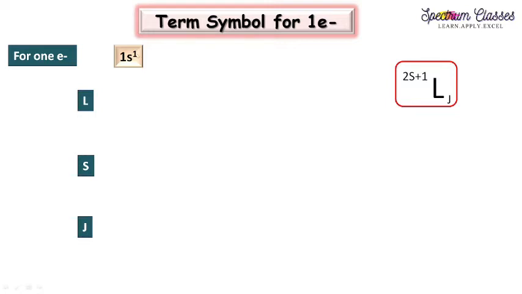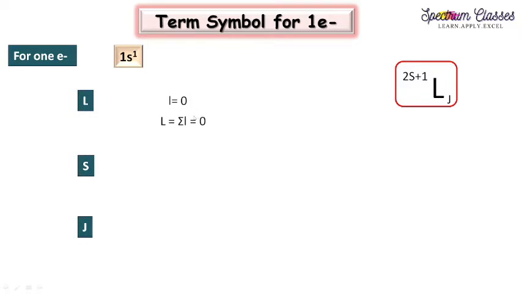For one electron, the orbital angular momentum of that electron is equal to the total orbital angular momentum. So first, write the azimuthal quantum number. l is equal to 0 for s, for p it is 1, and for d it is 2, and so on. This small l is equal to the capital L. So the total orbital angular momentum is equal to the orbital angular momentum of the one electron, which is again equal to 0.